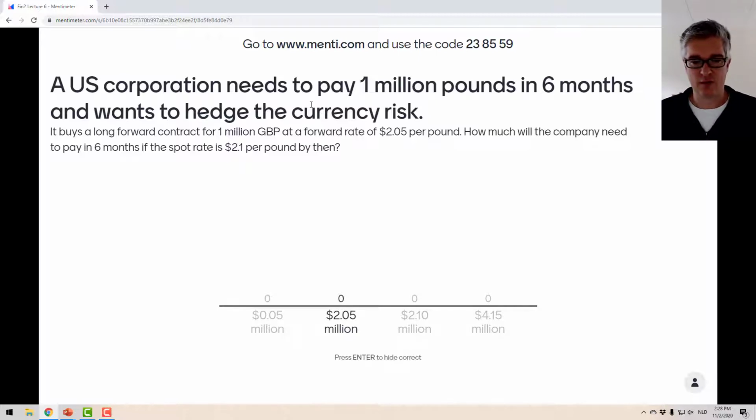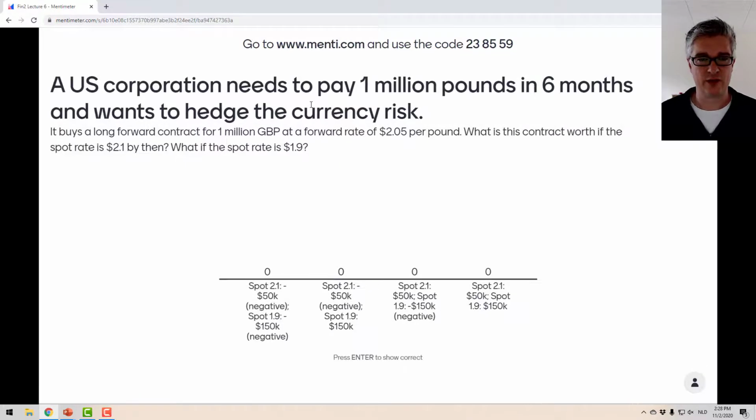And it's going to be 2.05 million, right? So it locks in this forward price of 2.05. That means that in 6 months it's going to pay 1 million times 2.05, so 2.05 million. This also means that, hey, if it locks in this 2.05, then it made a little profit, right? Because if the spot rate is 2.10 and the forward rate was 2.05, then rather than paying 2.1 million, it only needed to pay 2.05 million.